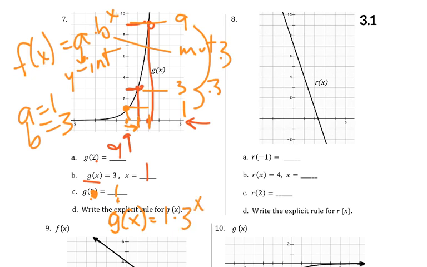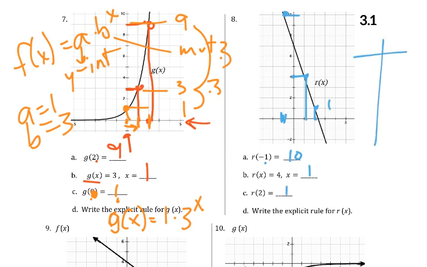Alright, number 8, same idea. r of negative 1. Negative 1's right here. Go up to my graph. Looks like its point is negative 1, 10. So negative 1, 10. r of x equals 4. So 4 for my y. Over to my graph. Its x value is 1. r of 2. So I go over to 2, up, and I see that that one equals 1.